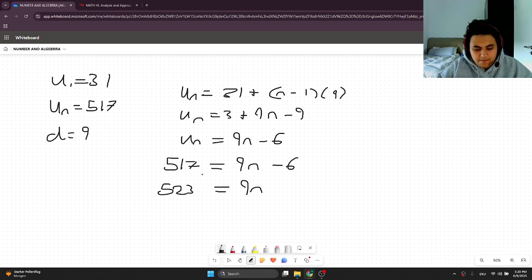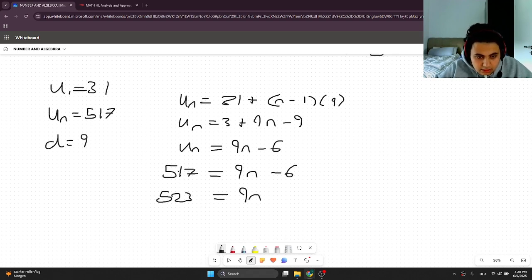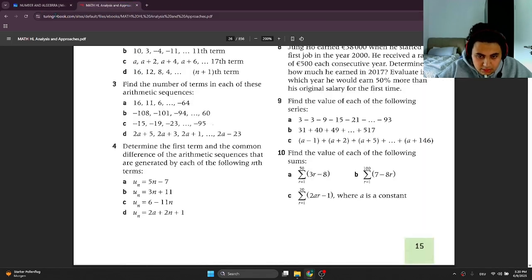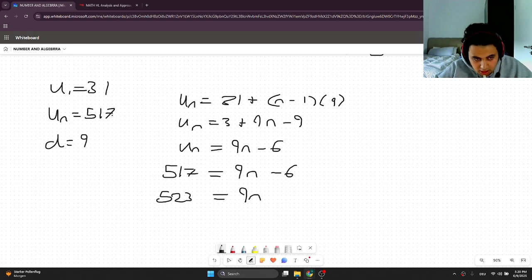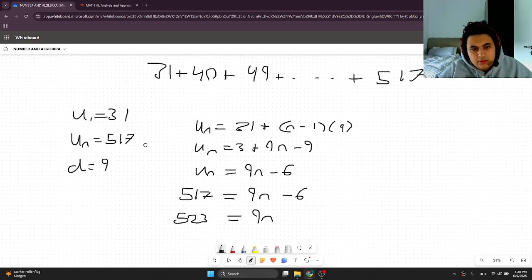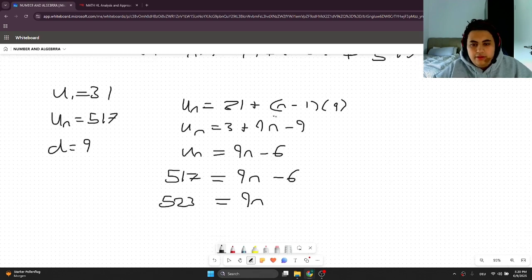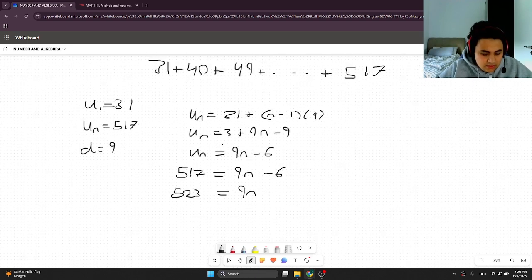Let me recheck. 31, 40. 31 plus 9n minus 9 gives 9n plus 22, not 9n minus 6. Hmm, add 6: 517 plus 6 is 523. 523 divided by 9. Not it.